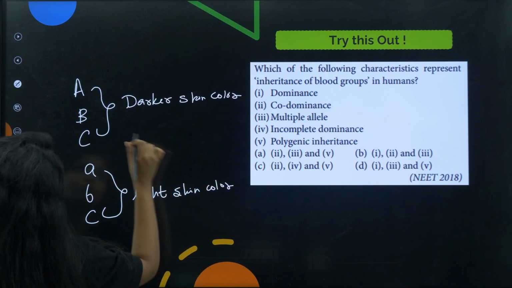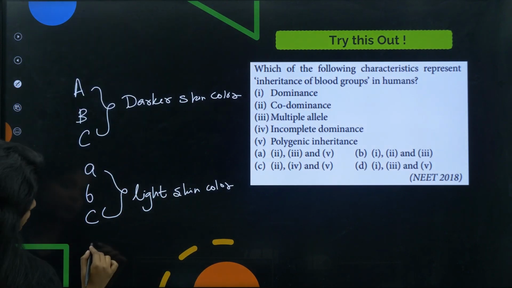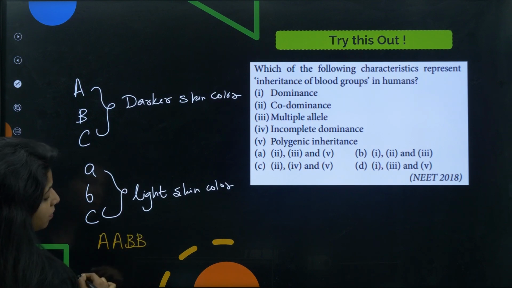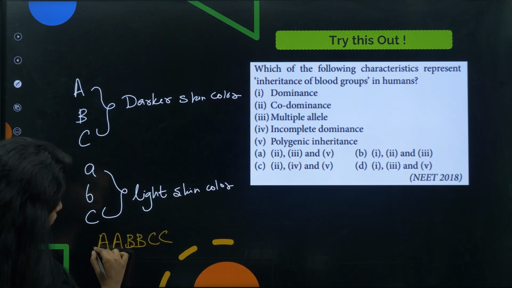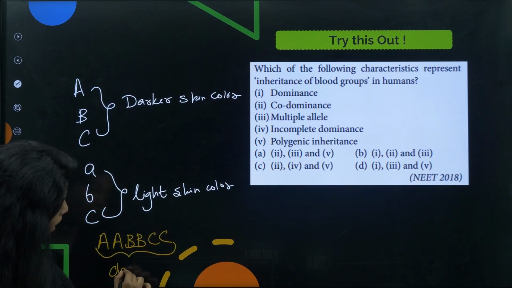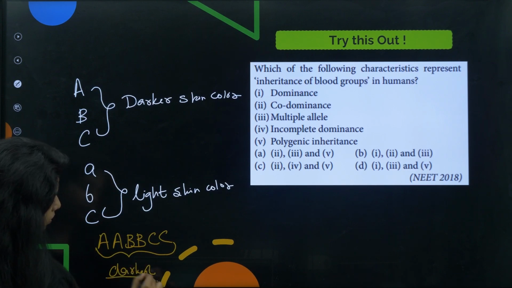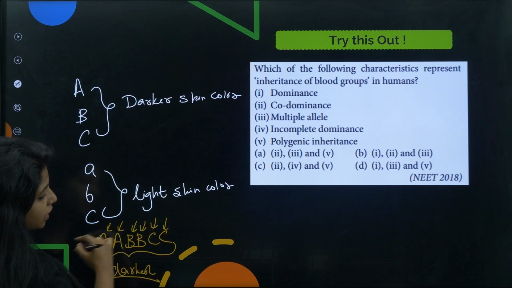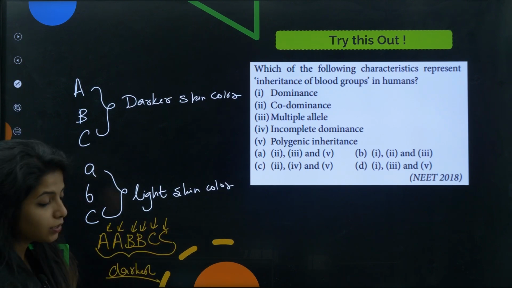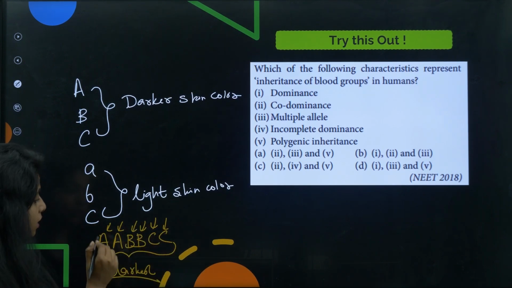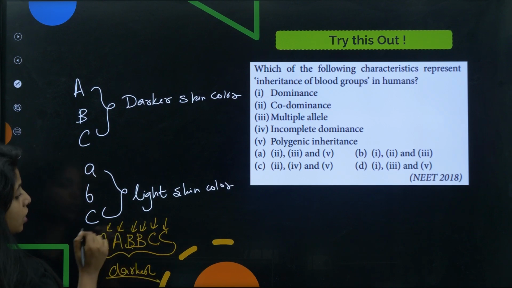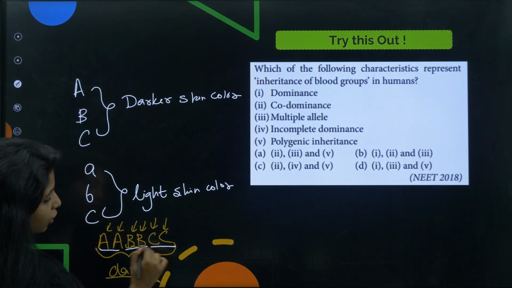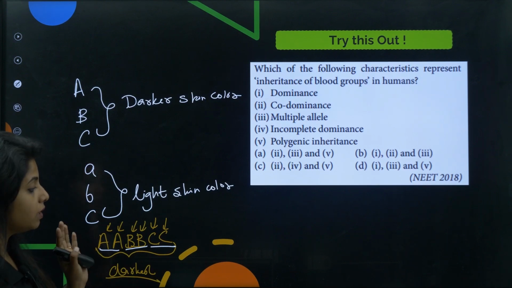Now, think of a scenario where from both parents you are getting capital A, capital A, capital B, capital B, and capital C, capital C. Obviously, this will be the darkest, because this is contributing, this is contributing, this is contributing. All of the alleles of all these 3 genes, this is a gene, this is a gene, this is a gene, are contributing to the skin color, so it will be dark.